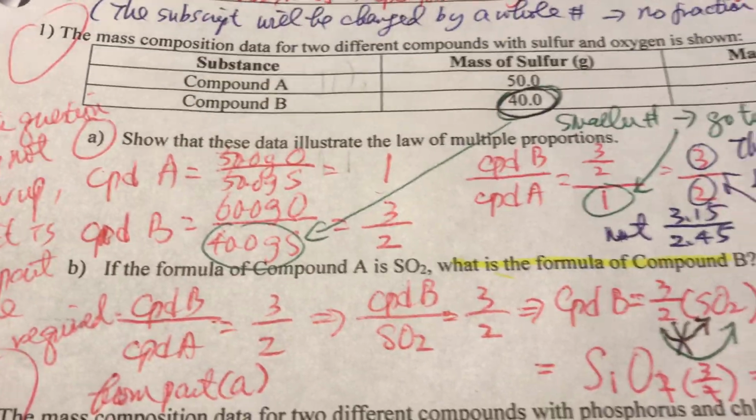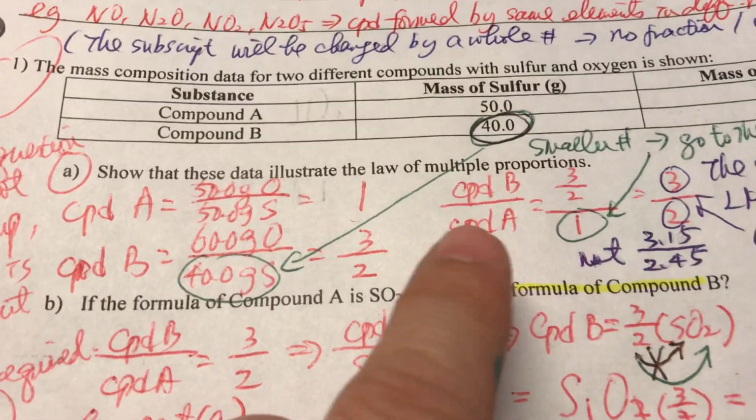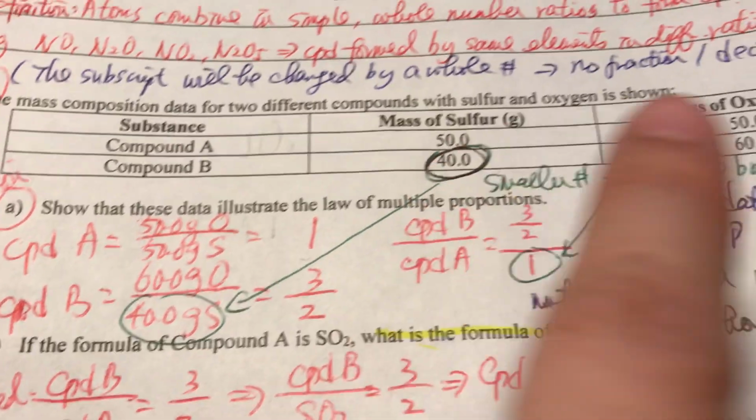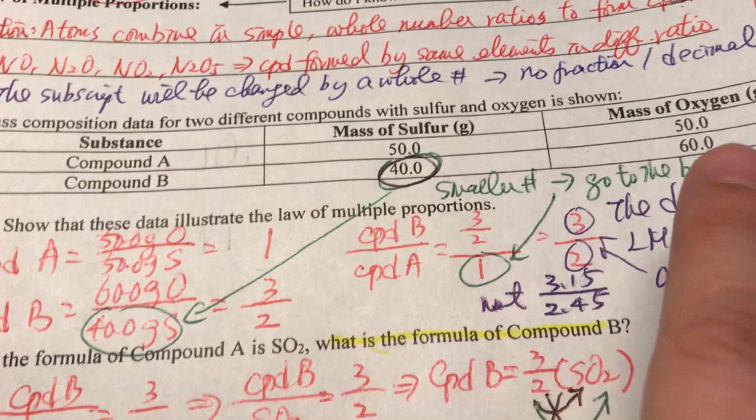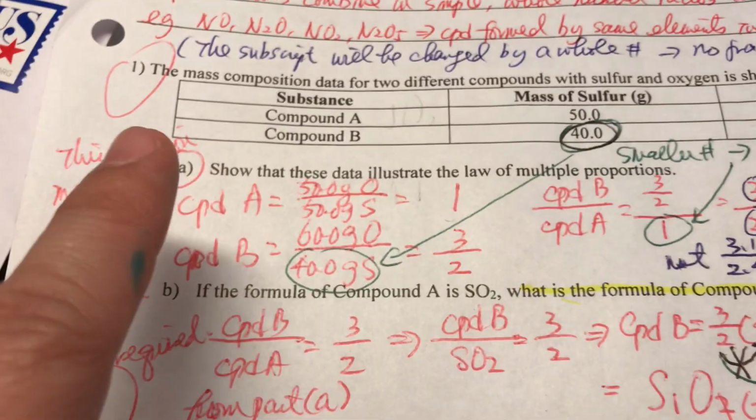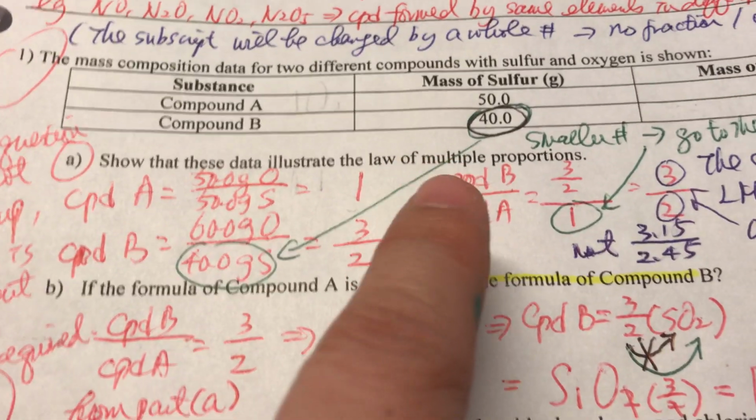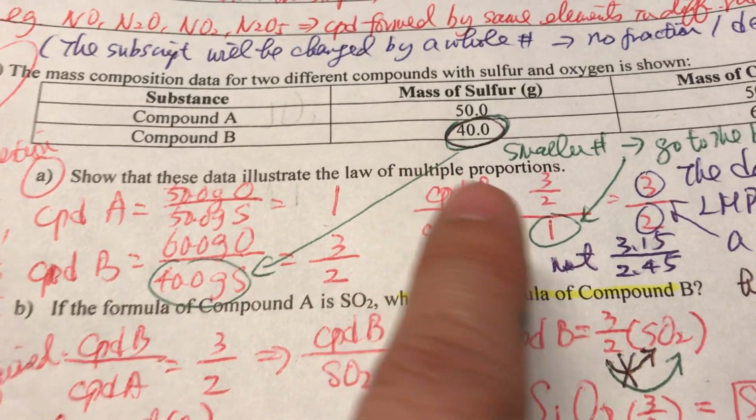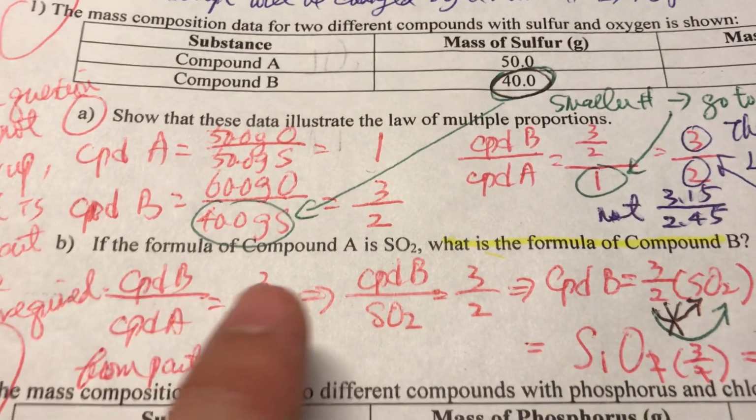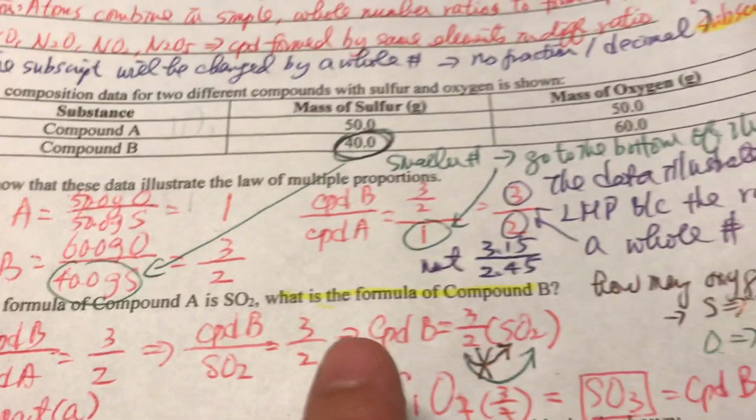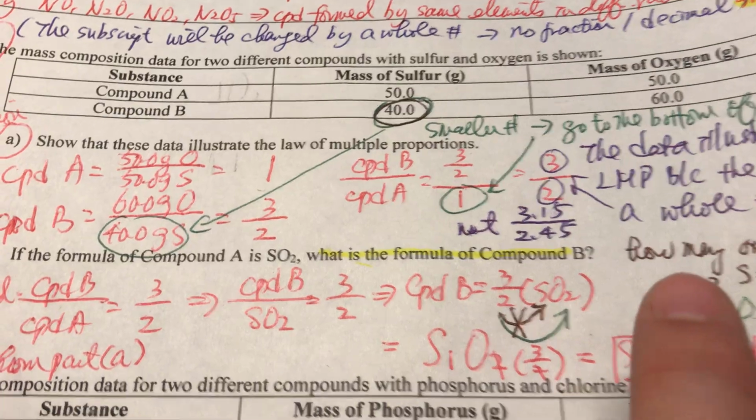Now, first, we were given two compounds. Compound A has 50 grams sulfur, 50 grams oxygen. Compound B, 40 grams of sulfur, 60 grams of oxygen. Question A asks you, can you show me your data? How do the data support the law of multiple proportions? And then B, if the formula of compound A is SO2, what is the formula of compound B?